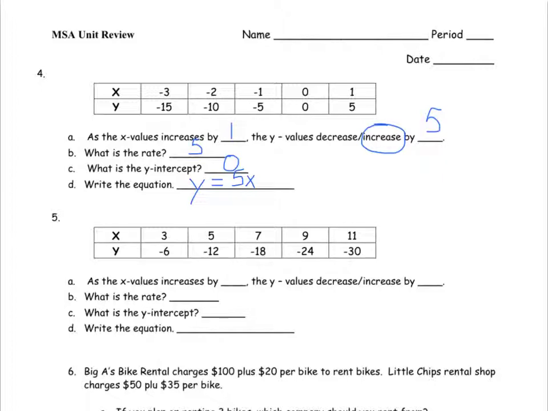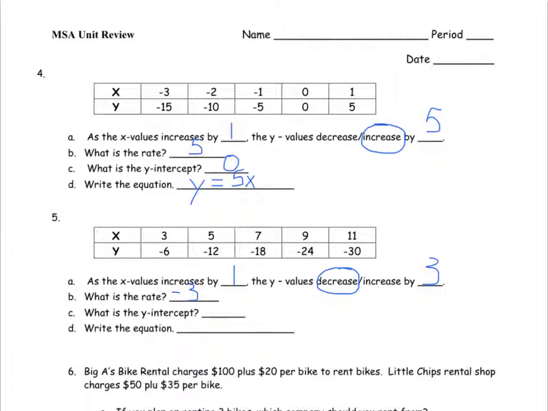For number 5, as the x values increase by 1, now even though it skips from 3 to 5 to 7 to 9 to 11, you can fill in what x is going to be at 4, at 6, at 8, right here. Okay, so as the x values increase by 1, the y values are going to decrease by 3. All right. So if it's decreasing by 3, the rate is going to be negative 3.